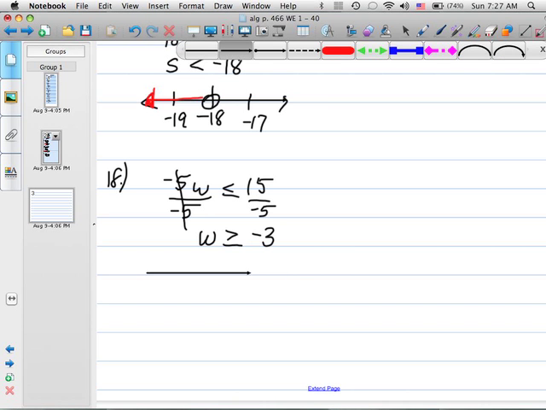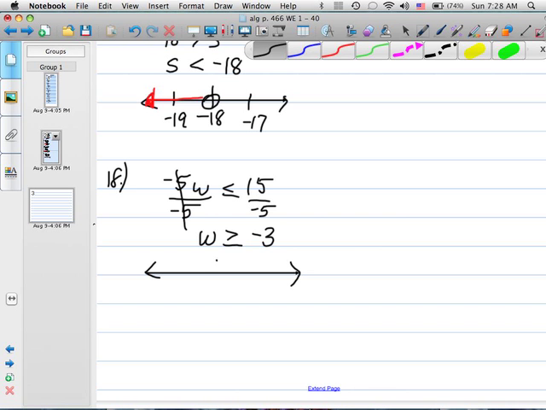Graphing. Put down -3, a number to the left, -4, next number to the right, -2. It says greater than or equal to, so we're going to put a solid circle, shaded to the right, and a solid arrow at the end.